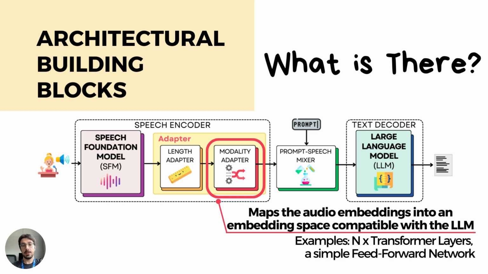And then the output of this length adapter is fed to a modality adapter that is responsible for taking the audio embeddings and projecting them into an embedding space that is compatible with that of the LLM so that the LLM can understand it. Common examples of these are transformer layers or simple feed-forward networks.